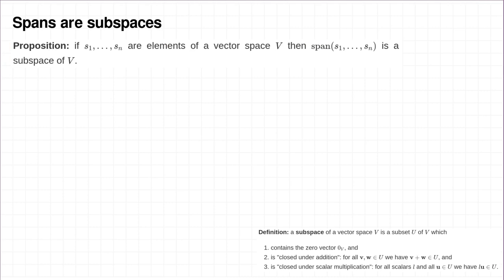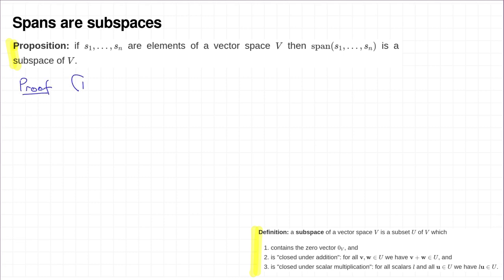Every example of a span we saw there turned out to be a subspace of the vector space. And that's no coincidence. Spans of elements are always subspaces. So we're going to prove this on this slide. We'll prove the proposition which says that if you have elements S1 up to Sn of a vector space V, then their span is a subspace of V. And I've copied at the bottom there the definition of a subspace in case for some reason you've forgotten it. So let's do a proof of this proposition.